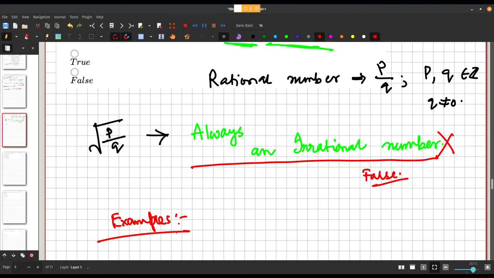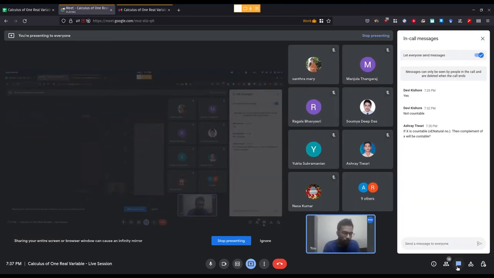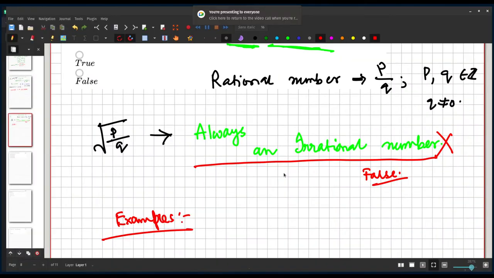So will anyone like to give any examples where the square root of a rational number is also rational? Anyone? Okay. Okay, Ashray Tiwari has a question. Okay, let me solve this problem, then I will get to that. Since no one is answering, I will give the example here.